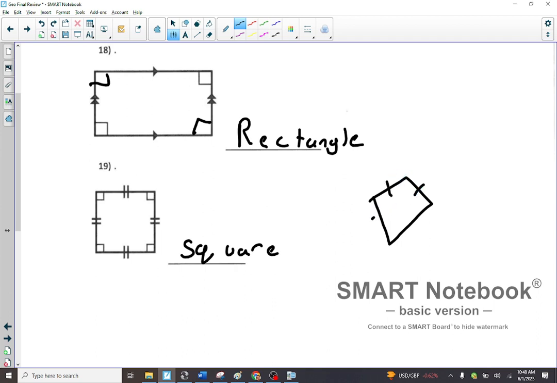So like this one over here, Nicole, for this one, the best thing I could say is this is a rhombus. Because I can see the sides are the same, but I don't have enough information to say if the angles are the same. Like I have different shapes of it.